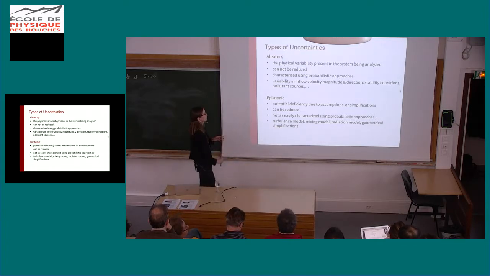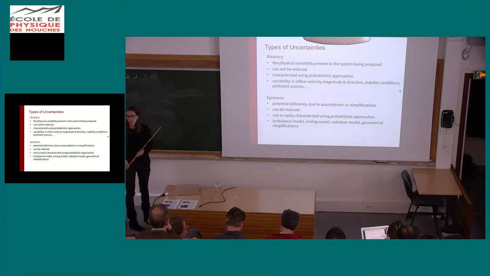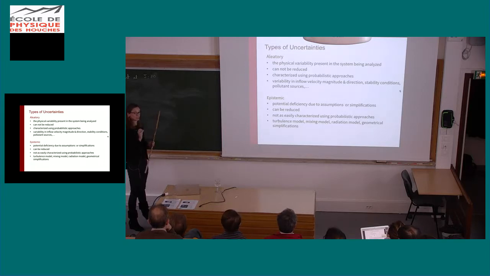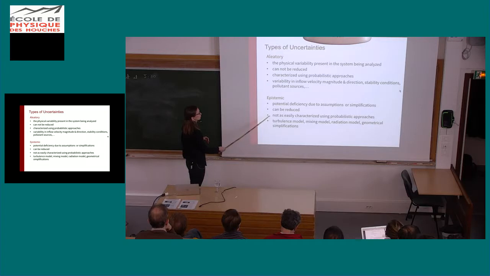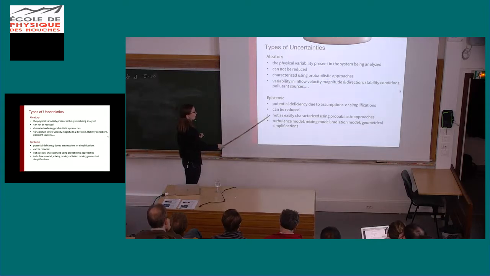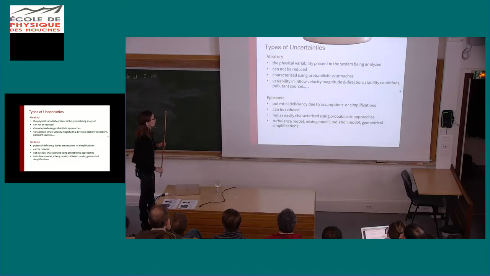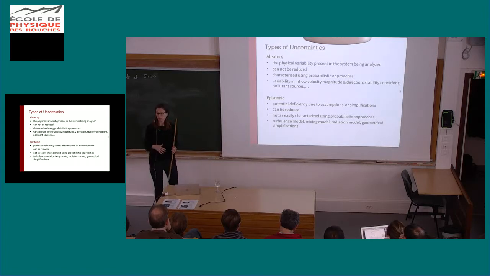Then you have epistemic uncertainties. Those are potential deficiencies due to assumptions or simplifications that you make in your model. So these are uncertainties that you can reduce, right? Instead of doing a RANS simulation, I can do an LES simulation, and I will have reduced my epistemic uncertainties. They're not as easily characterized using probabilistic approaches because often they involve a bias, so it's more tricky to do that. A lot of work in UQ, though, is to try and actually do this, to cast epistemic uncertainties in a probabilistic way. Examples are a turbulence model, a mixing model, radiation models, also geometrical simplifications.